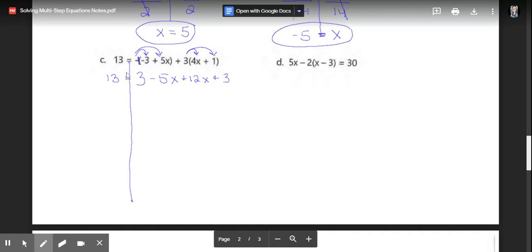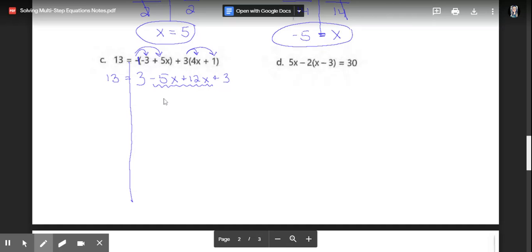So we've distributed. Now to simplify, we need to look for like terms. We're going to have 2 sets of like terms in this problem. So let's start with the x's. I always like to start with the x's. I see a negative 5x and a positive 12x, so I'm going to squiggly underline those so they stand out.